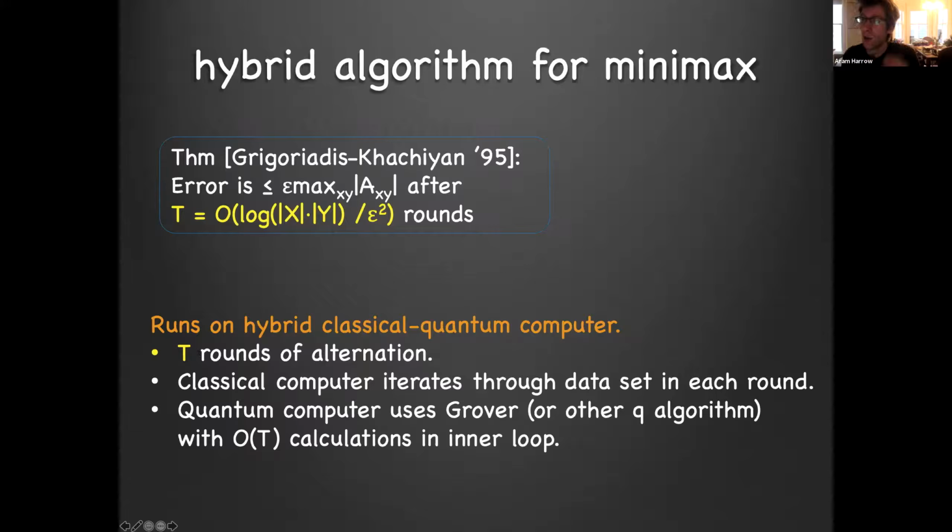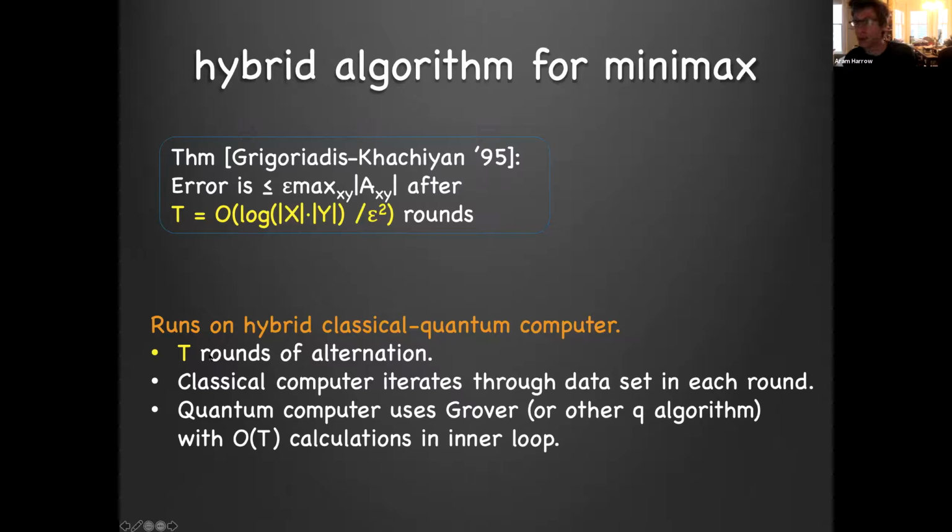And what do the classical and quantum computers have to do? The classical computer has to sweep through the data set. And for each data point, it has to calculate the sum of the T things that's returned from the quantum computer. So it has to do an order T calculation for every data point, which is not too bad if T is not too big.